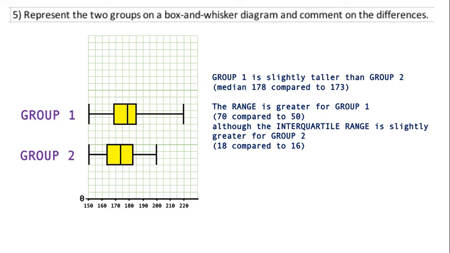Where is the central location of the data? Compare the medians: the median for this group is bigger or smaller than the median for that group. And then the second thing in an exam question: compare the spread, often by comparing the interquartile ranges.